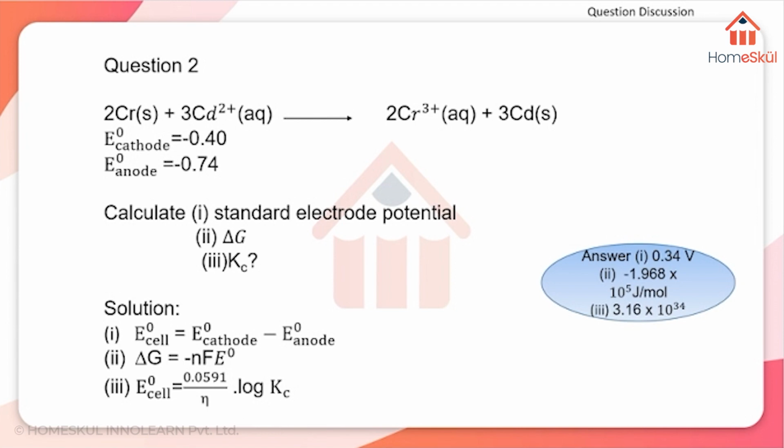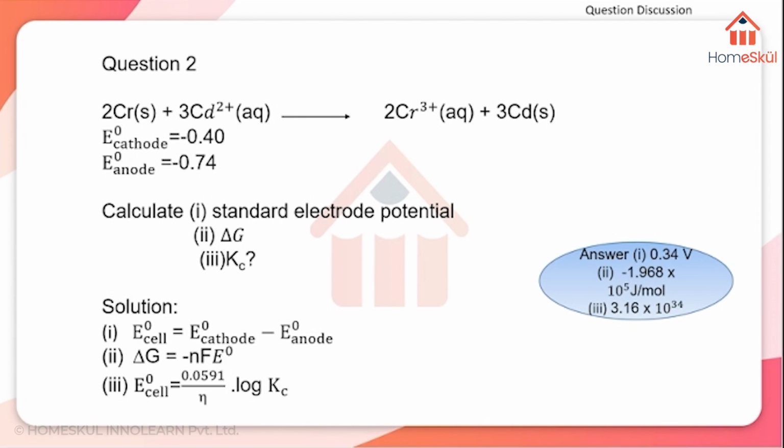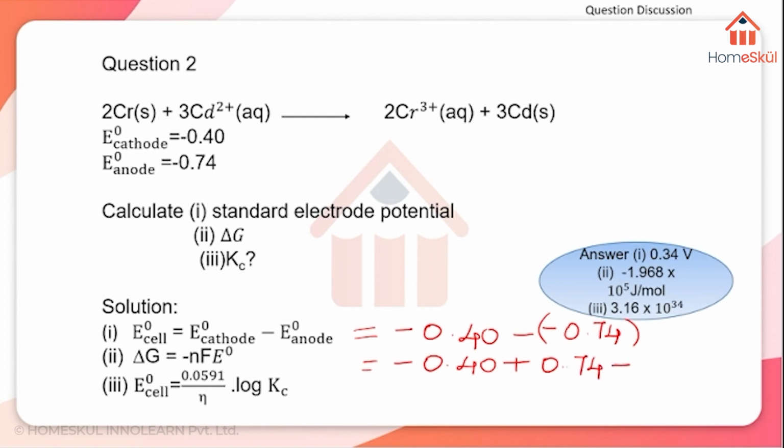So we know the formula: standard electrode potential of the cell is equal to standard electrode potential at cathode minus standard electrode potential at anode. So let us substitute the values which are given here. E0 cathode is negative 0.40 minus standard electrode potential at anode, negative 0.74. Negative into negative is positive, so 0.74. By calculating we are getting a positive value, 0.34 volt. That is our answer for the first question.